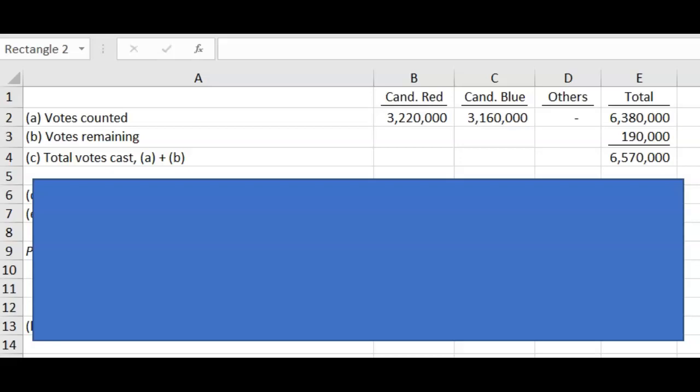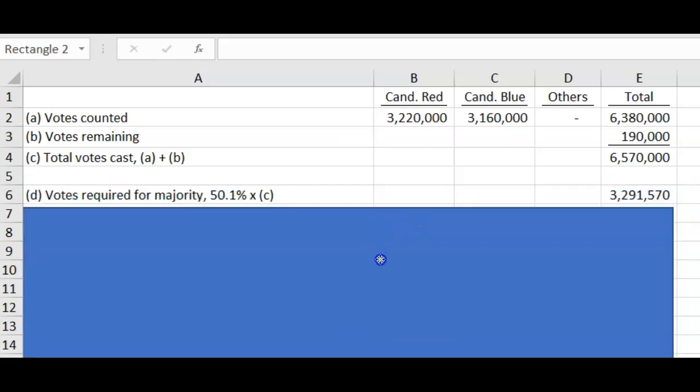Let's go through this scenario where we're trying to determine which candidate will win an election. We're specifically going to identify how many votes are needed, or what percentage of the remaining votes are needed. Let's assume that candidate red has 3,220,000 votes, candidate blue has 3,160,000, and there are 190,000 more votes to count.